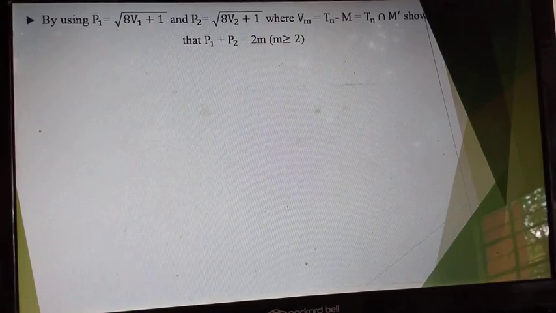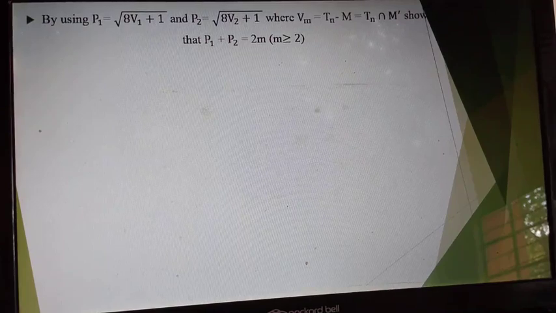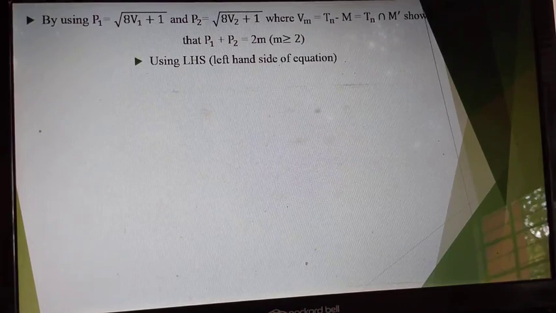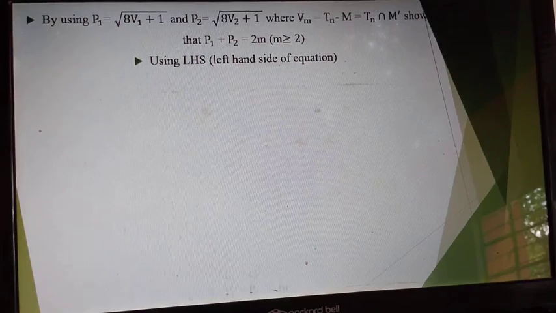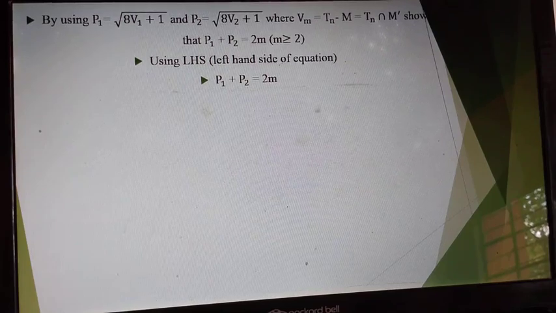Now let's look at this proof. We use P1 equals the square root of 8V1 plus 1, and P2 equals the square root of 8V2 plus 1, where Vm is equal to Tn intersection m complement. We show that when we add the two prime numbers, they give us an even number. I'm going to use the left hand side to show that it reduces to the right hand side. When two prime numbers are added, the result is an even number, which has been numerically proven using trillions of numbers.